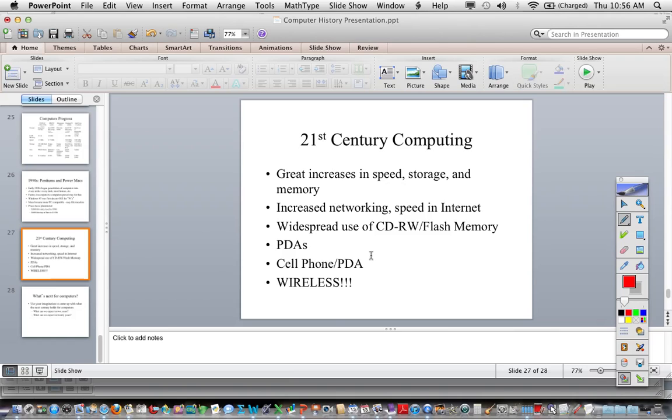So what's happened? Greater increases in speed, storage, memory, networking. Of course, the internet obviously has been huge. Flash memory, we got cell phones now. Wireless has been a big thing coming in.